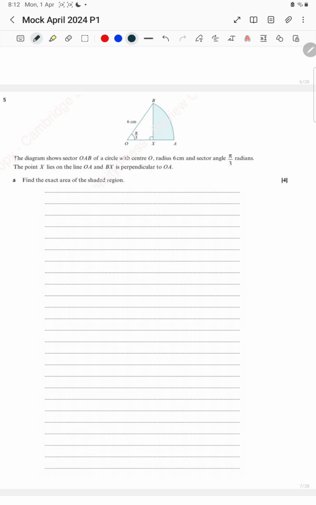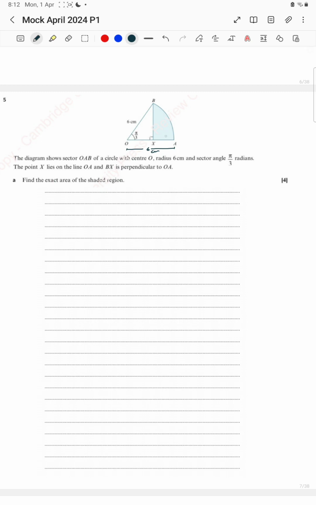Okay guys, in question number 5, it is given that the diagram shows sector OAB of a circle with center O. Radius 6 centimeter, so it means this will be 6 as well. Angle is pi by 3 radian. So angle is in radian, so you need to change the calculator mode from degree to radian. First make sure. Find the exact area of the shaded region.